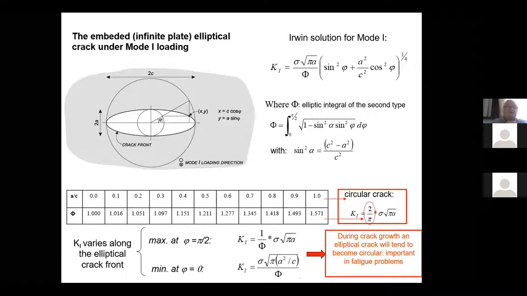For example, if we have a very short crack, the opposite of what is shown here, and a very deep crack, that crack will tend to grow in the shorter dimension direction, which is good news because it will not grow into depth. It will not break through the thickness. Well, not always, it depends. But generally speaking, this is something relatively good, this tendency for an elliptic crack to become circular.